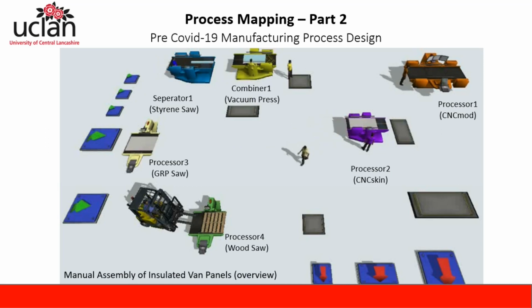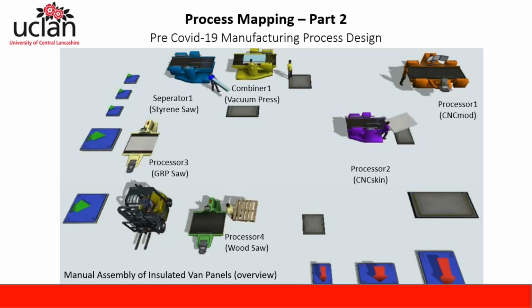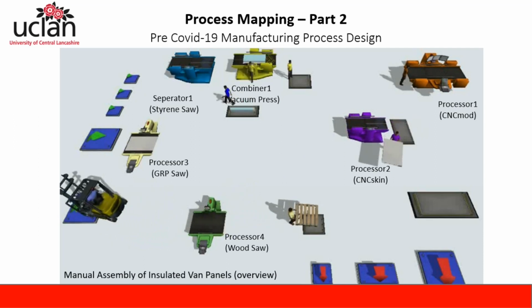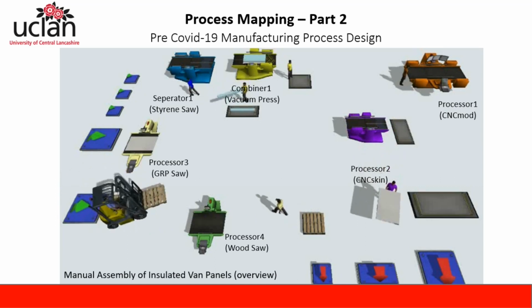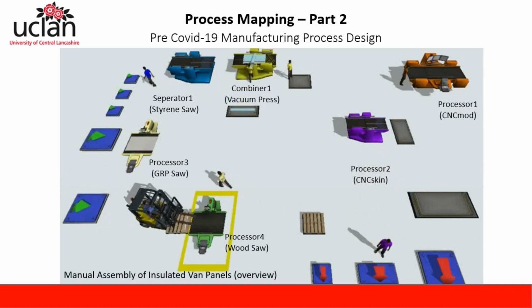The styrene is then combined into the vacuum press, which then forms the insulated panels to be later modified by CNC machines. The dark squares represent buffer stores, where the material is either waiting to be processed or partially completed parts are stored until other machines further down the line are free to work on the parts. The blue squares with the red arrows at the bottom of the screen are the sinks of the simulation, where finished products finally exit the system.